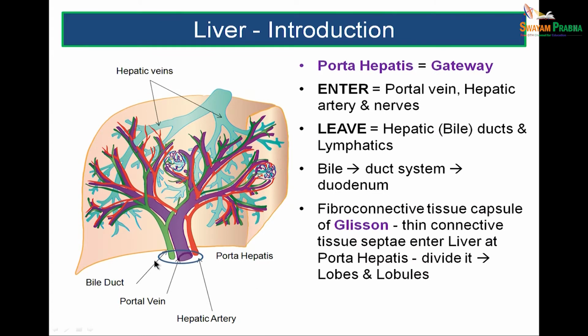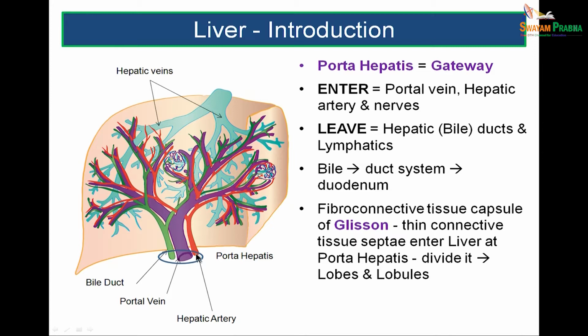There is a site at the inferior surface of the liver. If you see in this diagram, it's called the porta hepatis. Porta is like a port. It's a site where structures enter or leave. At the porta hepatis, what are the structures that enter? The portal vein, bringing blood from the intestinal tract, the hepatic artery, bringing oxygenated blood to the liver, and nerves.